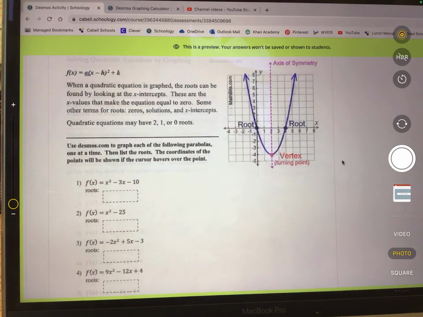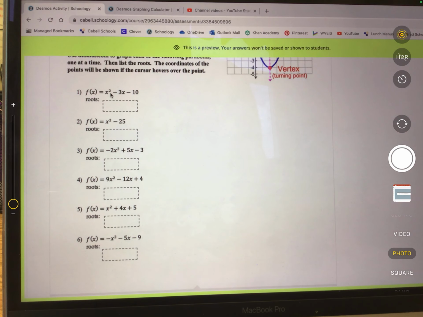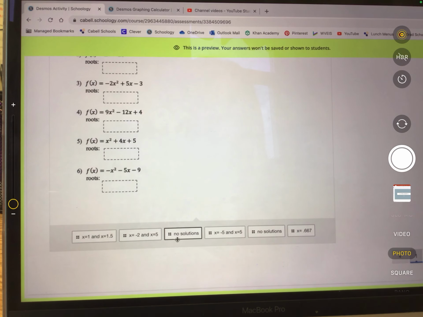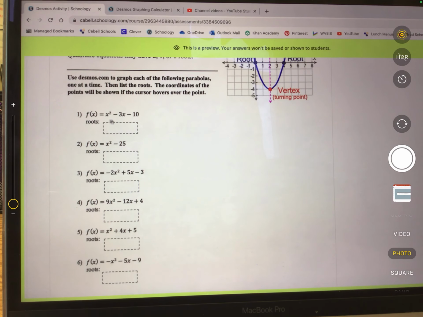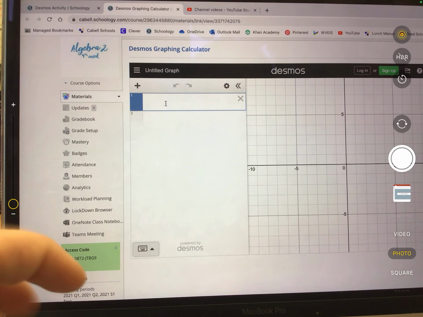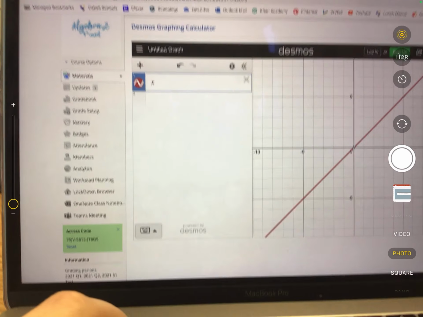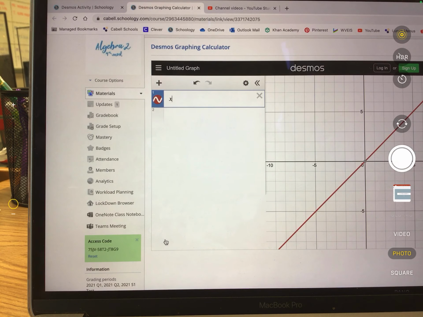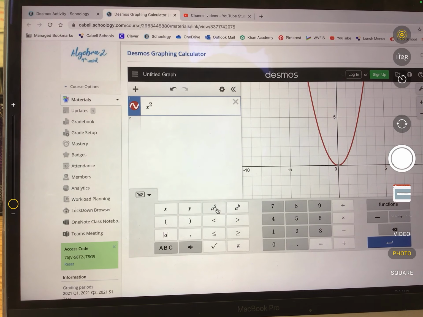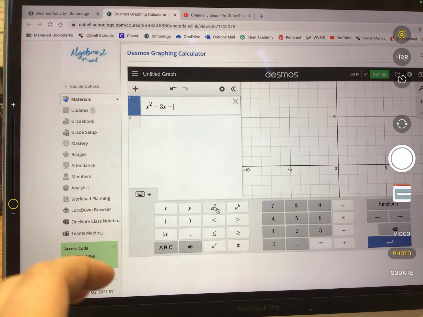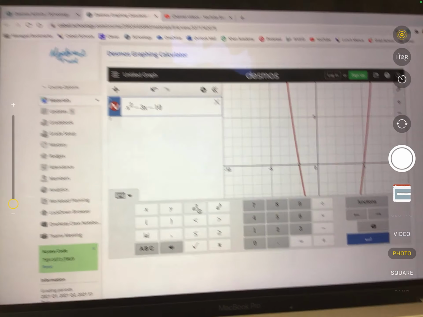Okay, let's look at it. There's 2 parts. The first part, all you have to do is graph each of these in Desmos and see where the solutions are. And I even gave you some options down here. You can drag and match them up. So let's see the first one: x squared minus 3x minus 10. And I'll show you how to type it in. So x, down here, you can click that and you can use the squared, which is right there. x squared minus 3x minus 10.